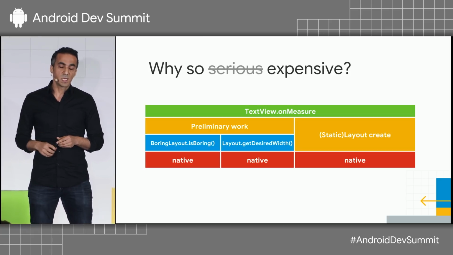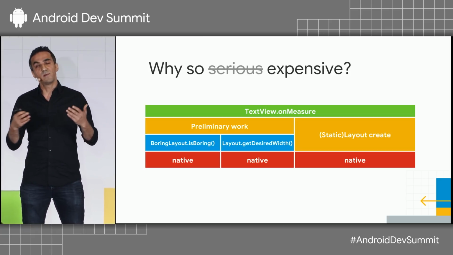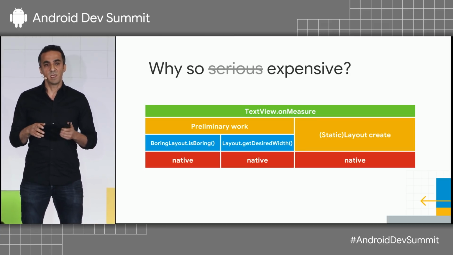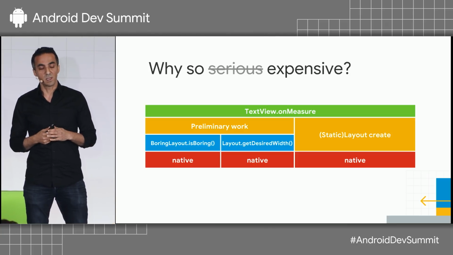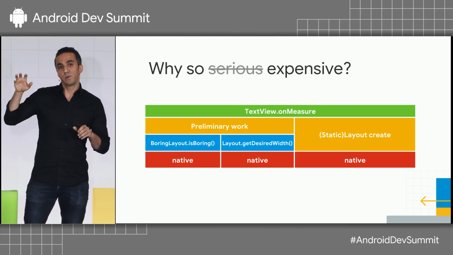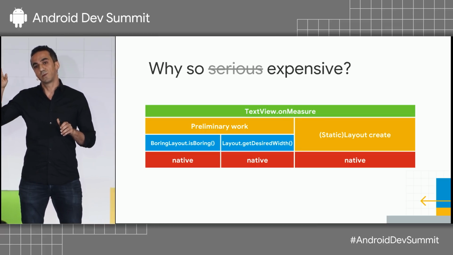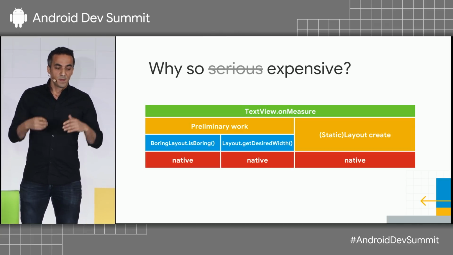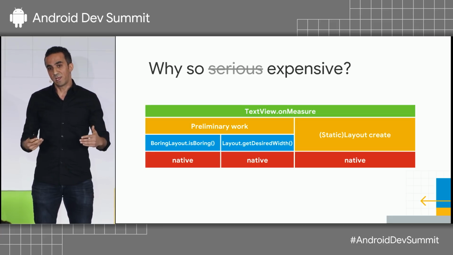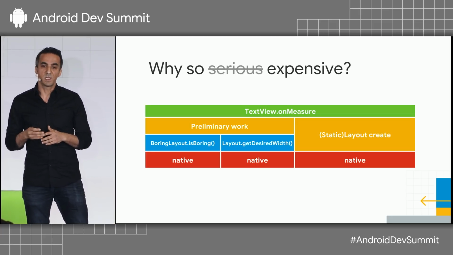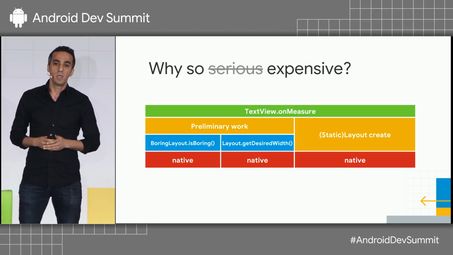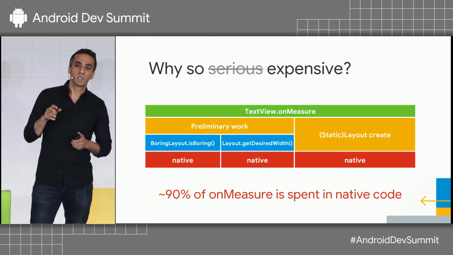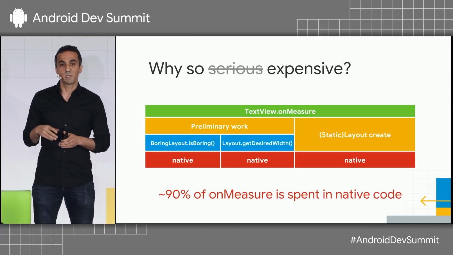In terms of why it is so expensive, whenever the system calls on measure on text view, it first does some preliminary work and tries to identify the intrinsic width and height of the text that it contains. Then, according to the parameters that are passed to on measure, and also the numbers that it finds, it creates a layout. All these processes go into our native code, because we have to use some open source libraries such as FreeType and HarfBuzz in order to measure our text. And when we look from the scope of on measure, more than 90% of our time is spent on the native code.